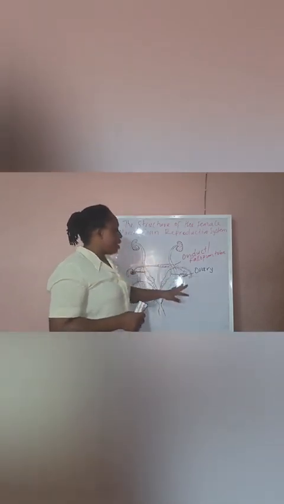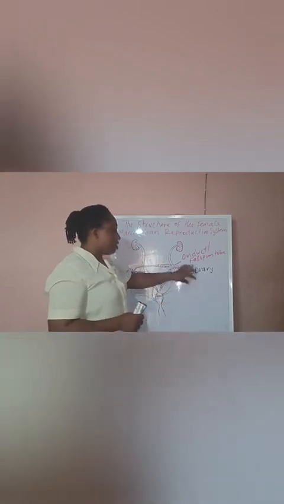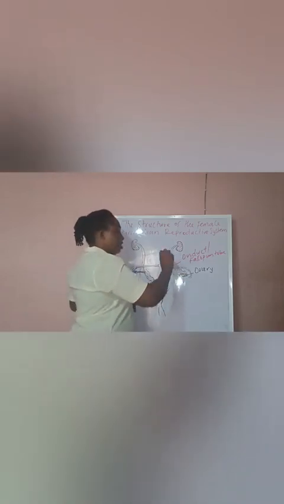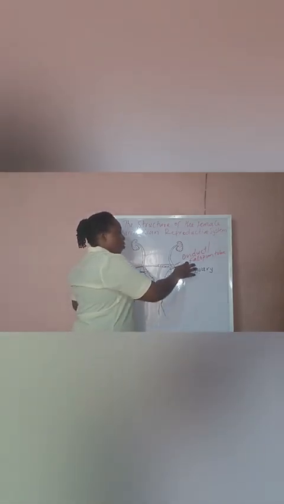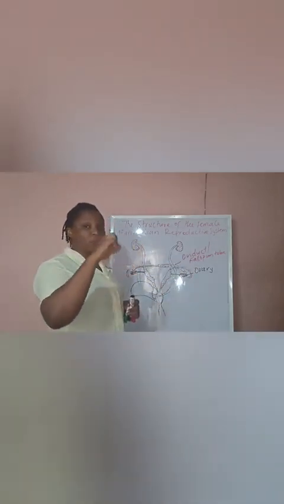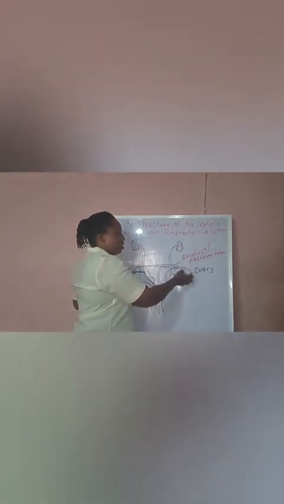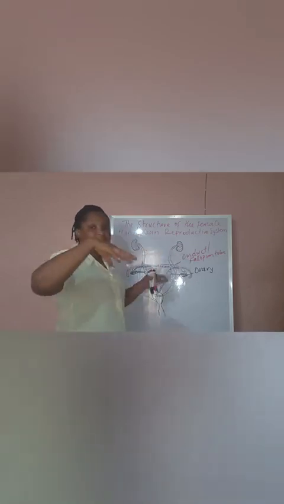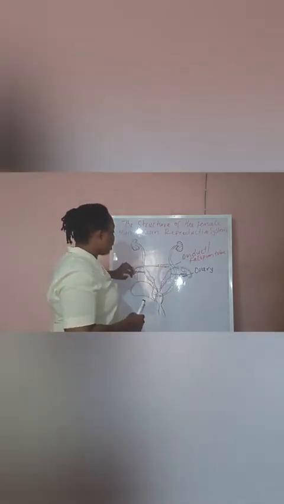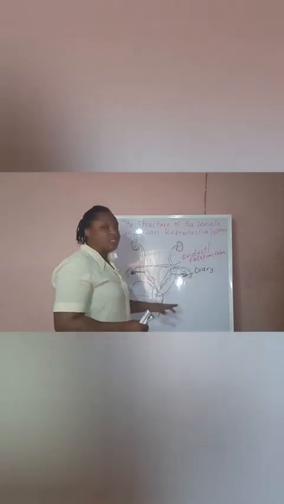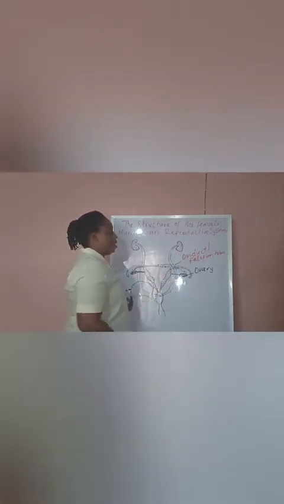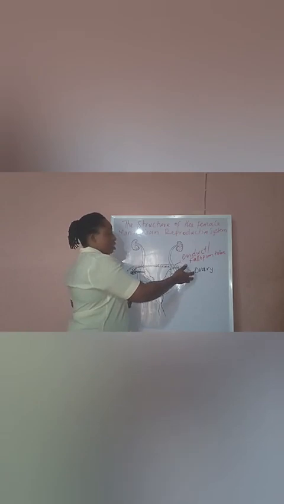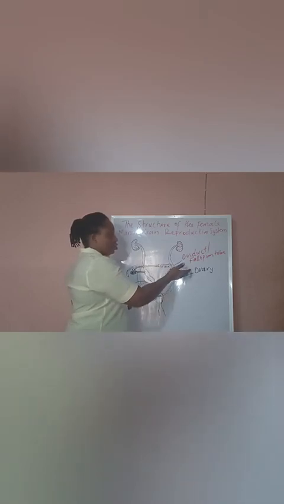This oviduct is a long narrow tube that receives the egg. So when the egg is released into the abdominal cavity, this oviduct will receive it. It will capture it. You can see the hand. It has a funnel shaped hand, like wings, that is used to capture the oocyte when it comes out of the ovary. This structure serves as the passageway for the egg to travel.